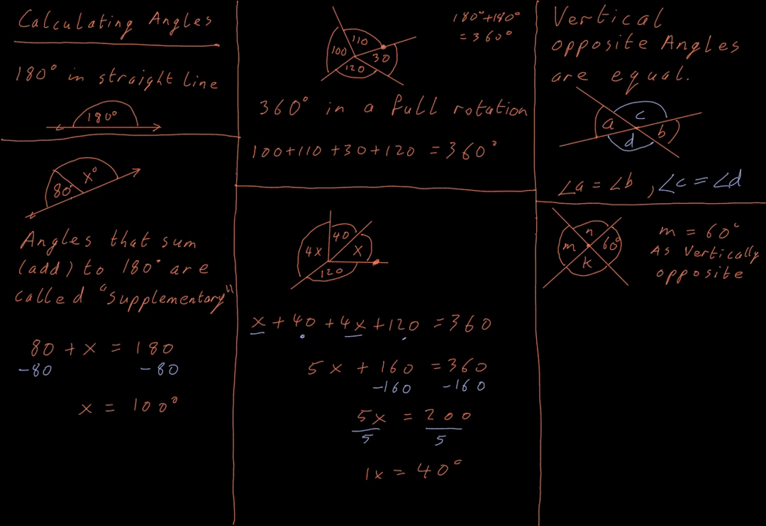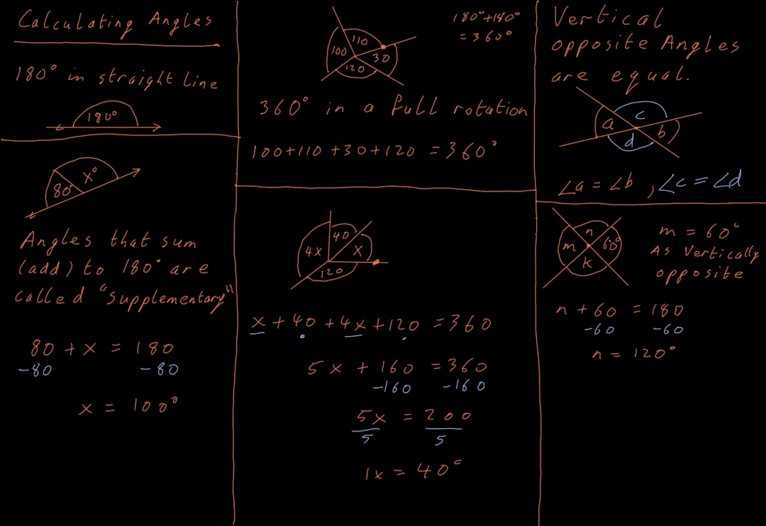Based on what we've already talked about with our straight lines, we know that if we go all the way around here, so if we take this complete angle on this side here, 60 plus N must add up to 180. So we know that 60 plus N, or N plus 60, must equal 180. And then just rearranging our formula to get N by itself, we know that N must be equal to 120.